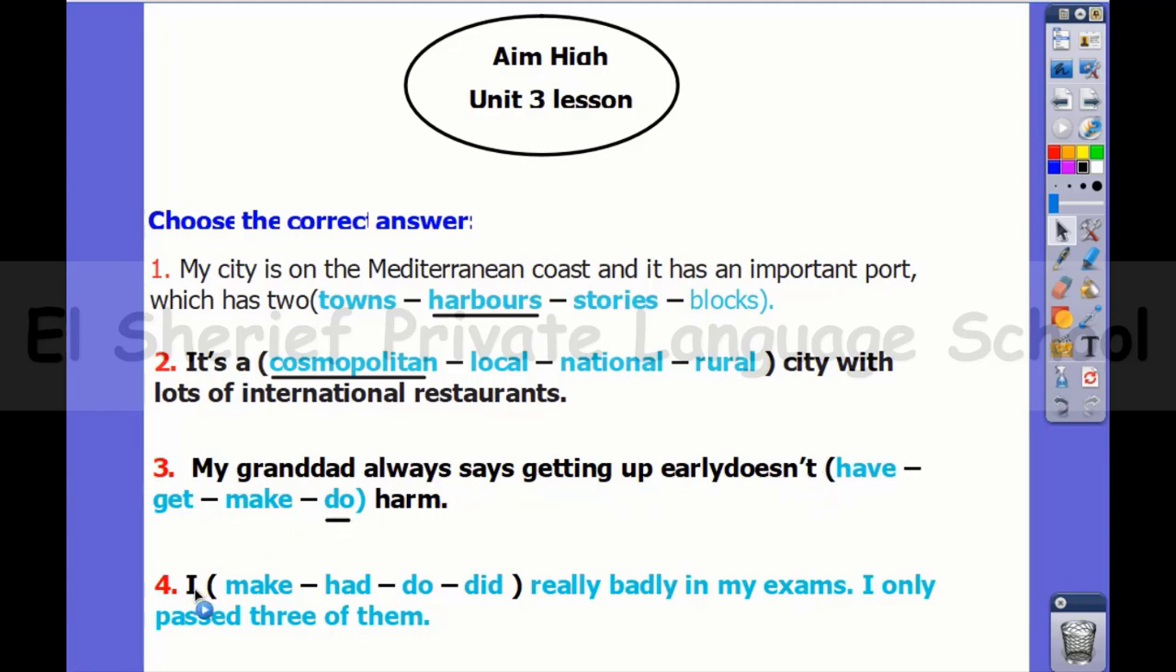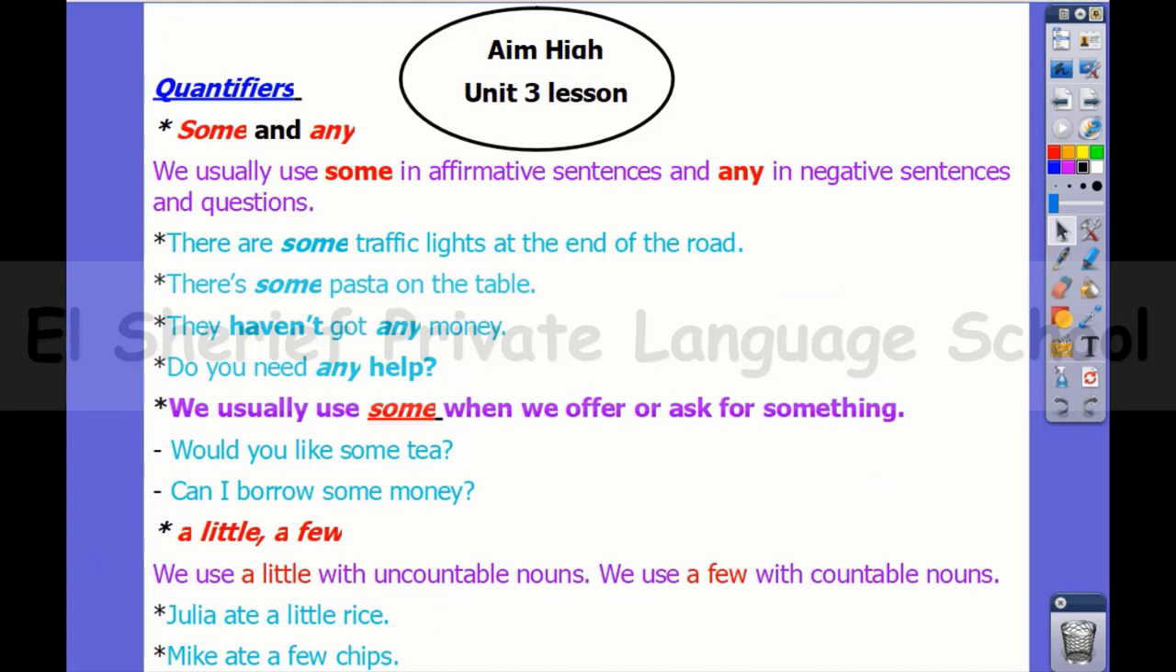Number 4. I really badly in my exams. I only passed 3 of them. So I did. So now let's study this grammar lesson titled Quantifiers. So what are quantifiers? A quantifier is a word or phrase which is used before a noun to indicate the amount or quantity. Some and any, much and many are examples of the quantifiers.